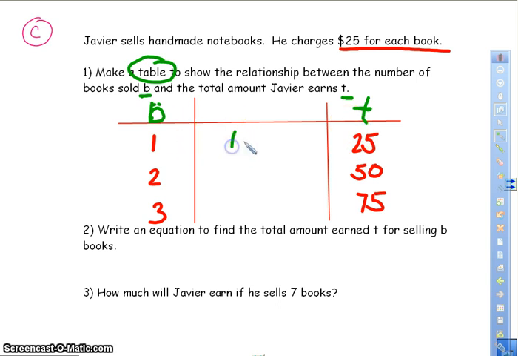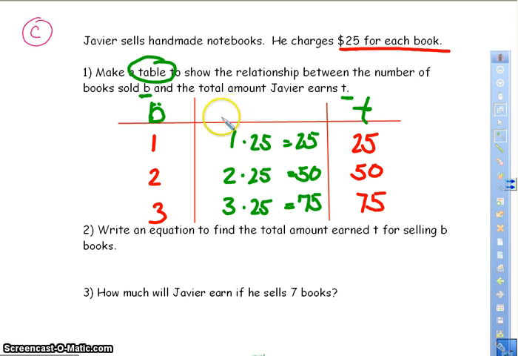So 1 times 25 is $25. 2 times 25 is $50. 3 times 25 is $75. So you're taking B, and B once again is 1, 2, and 3, and you're multiplying B times 25. And when I take 25 times B, the number of books, you're going to get T, the total.